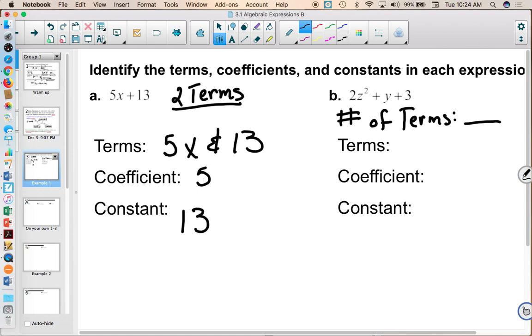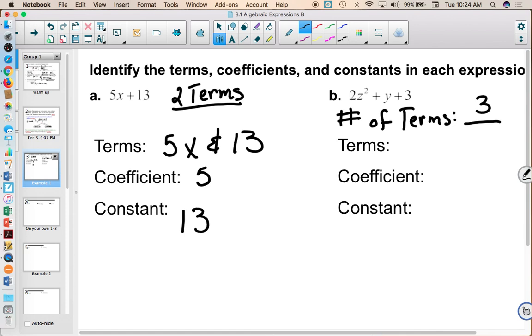Okay, this one's a little bit difficult, isn't it? It's got something added to it that we didn't have. It's got more than one variable, doesn't it? Okay, so how many terms are in B? How many terms do we have? We have 3 terms.